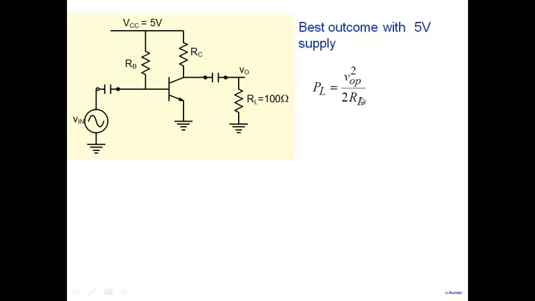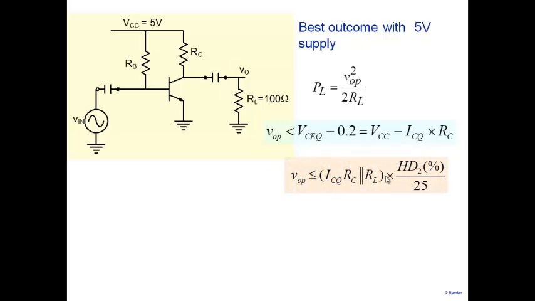Well, PL is V0 squared by 2 RL, and all that is fine. Now look at the thing here. In order to get the highest power, what you should try to do is get the maximum output voltage here. And you know that there are two limits on output voltage. There's a limit which comes from saturation, and there's a limit which comes from harmonic distortion.